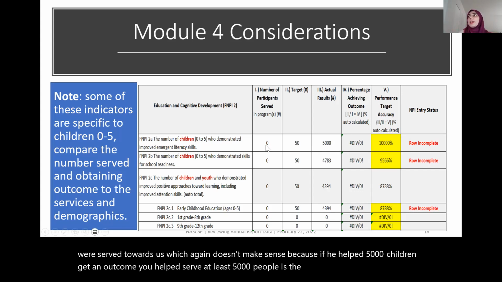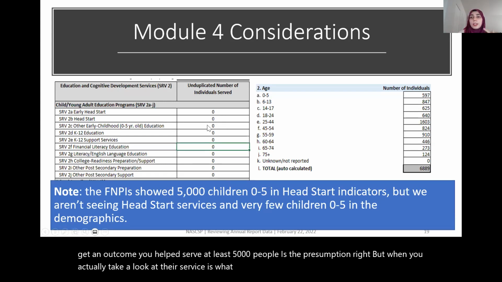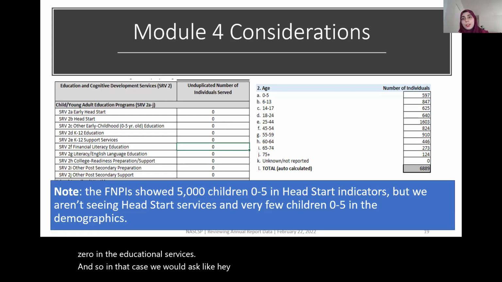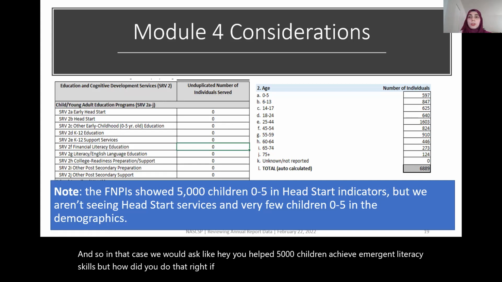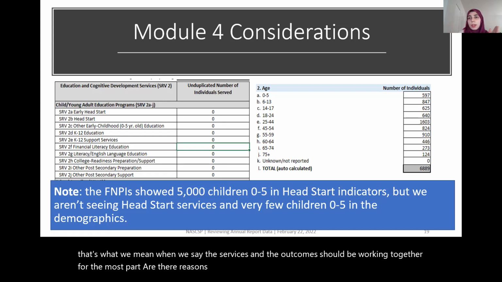But when you actually take a look at their services, we noticed they did report 0 in the educational services. And so in that case, we would ask, hey, you helped 5,000 children achieve emergent literacy skills, but how did you do that if you didn't provide any educational services? So that's what we mean when we say the services and the outcomes should be working together for the most part. Are there reasons where they won't line up? Absolutely, but typically speaking, we're expecting some sort of relation.